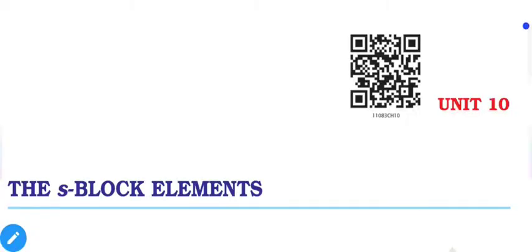Hello students. So today we are going to discuss S block elements. As we know, our periodic table is divided into four different parts, and it is because of the arrangement of electrons in respective atoms. Electrons enter different orbitals of the atom, and that's why we can divide it into four different parts.